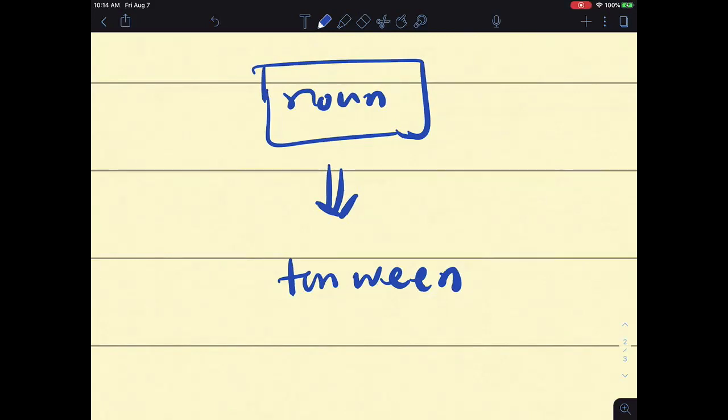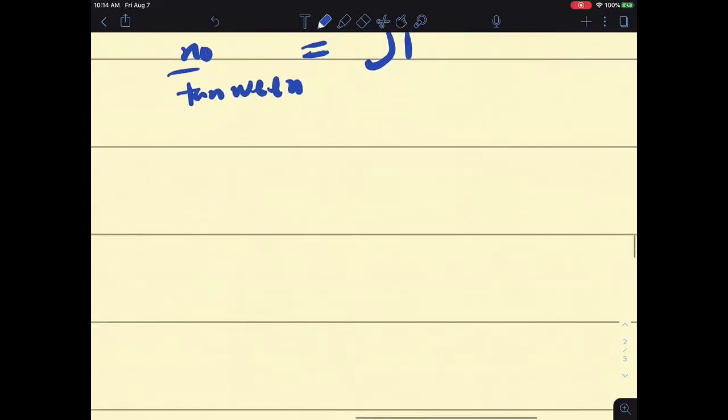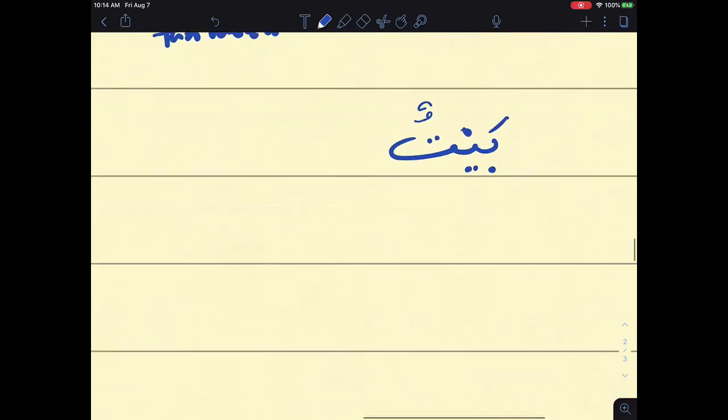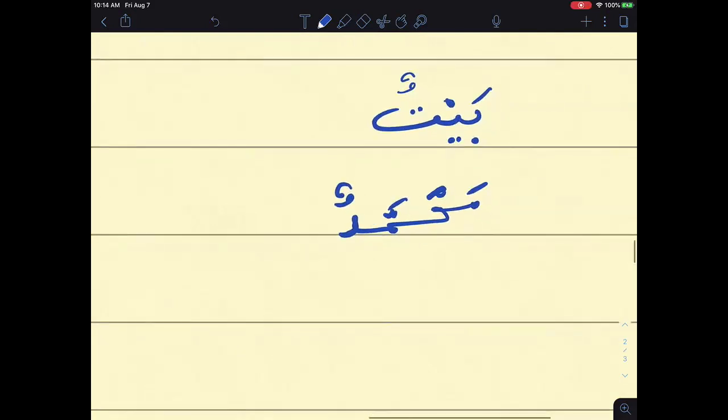One of the times when we remove the tanween is when it gets alif lam. Alif lam equals no tanween. We know this one already. That's why, for example, baitun has tanween. Even when it's a name, which is definite, like Muhammadun, we have tanween. Baitun is indefinite.